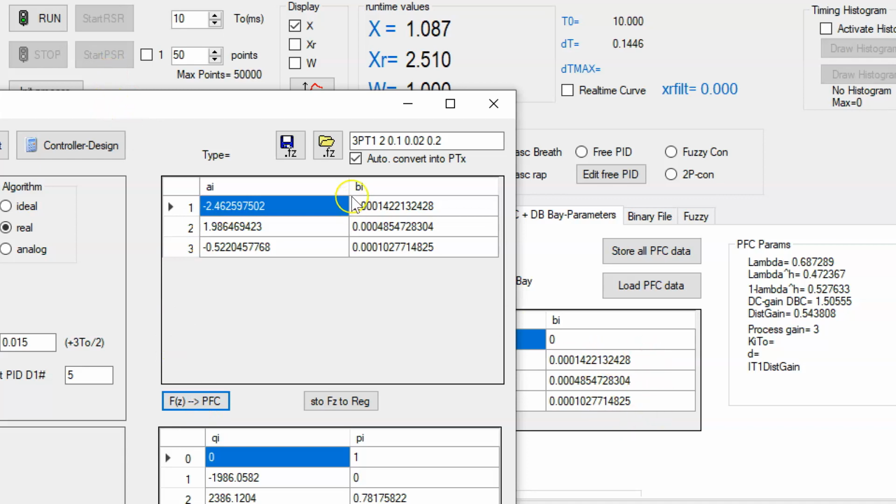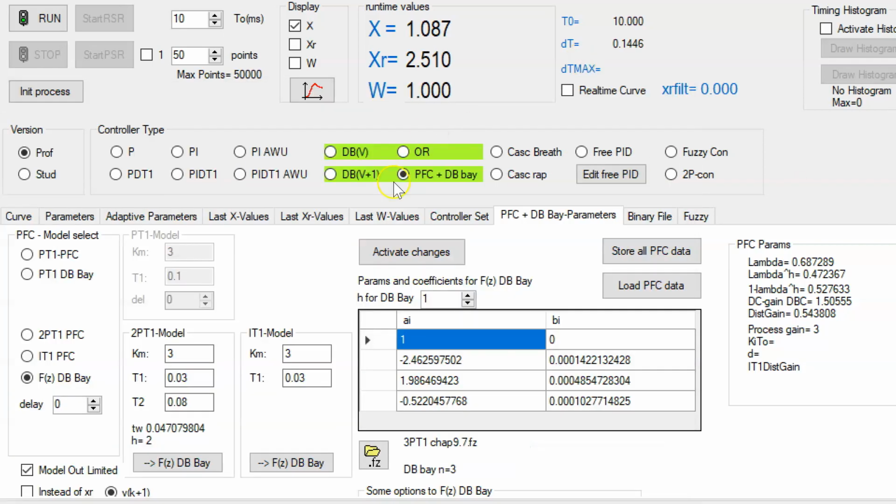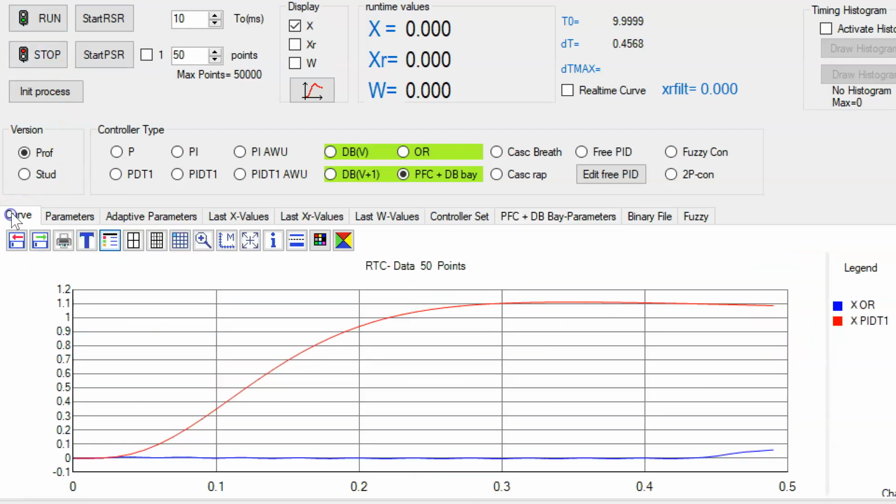So these are really these values. You see, compare the B's. The B's are the same. So this is already copied. So this should run. Init process. Run, and now look what happens. I promise you a nice curve.